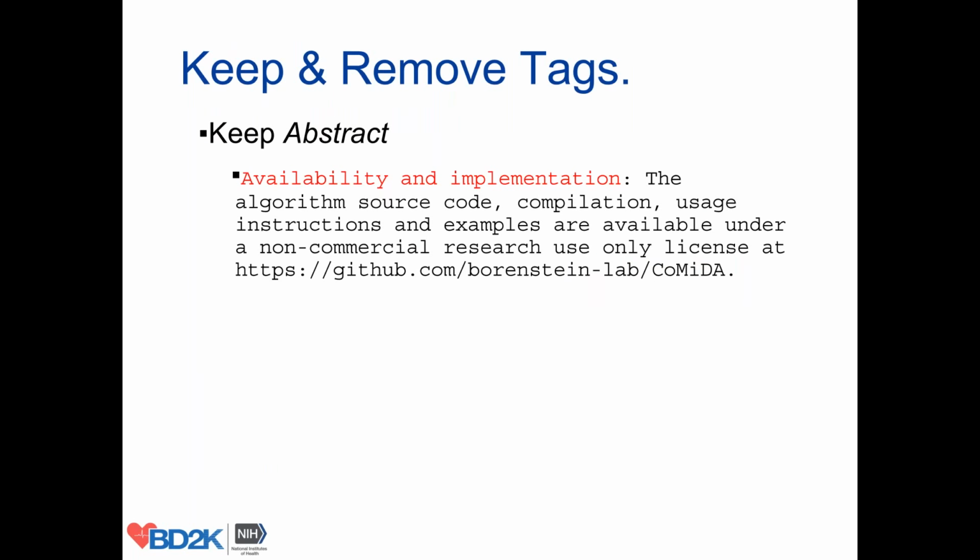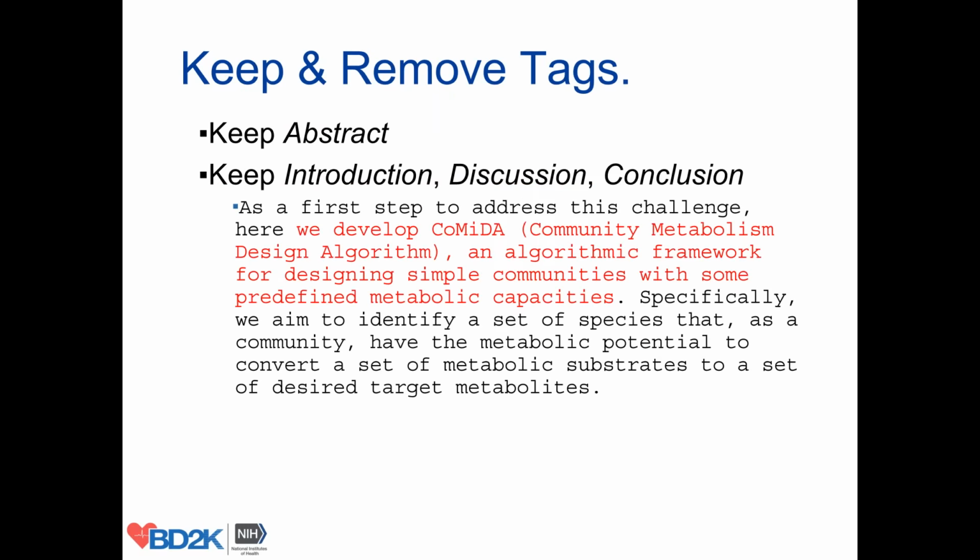After the first step, parsing, we select the sections that may contain useful information. So we will keep the abstract, since it may tell us about the availability and implementation details of the software. And we will also keep introduction, discussion, and conclusion for the same reason. This example is from an introduction of a paper. So very general information concerning the software is provided, as you can see.